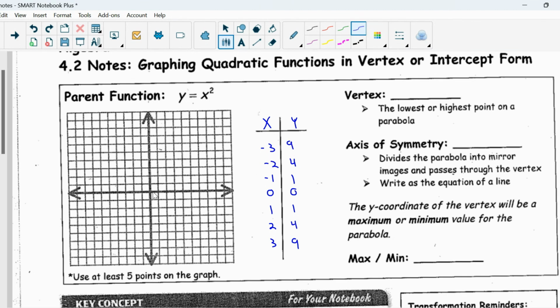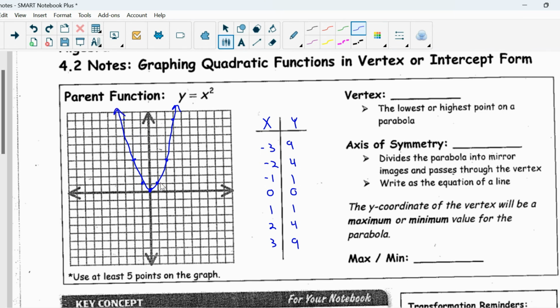So we can go ahead and graph these points. 0, 0, 1, 1, negative 1, 1, 2, 4, negative 2, 4, and 3, 9. And from lesson 4.1, we have all seen a graph of this form already. And that right there is a parabola, or the graph of a quadratic.